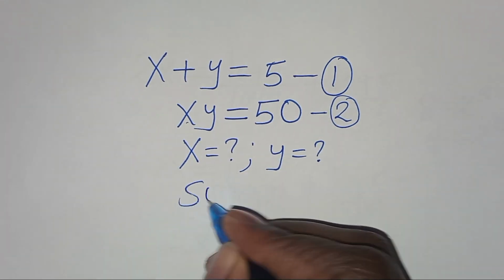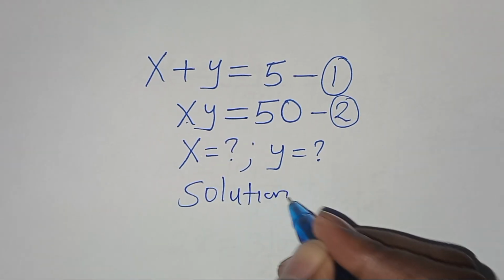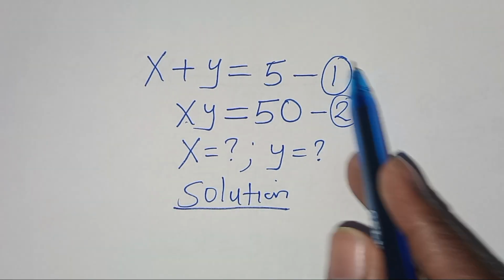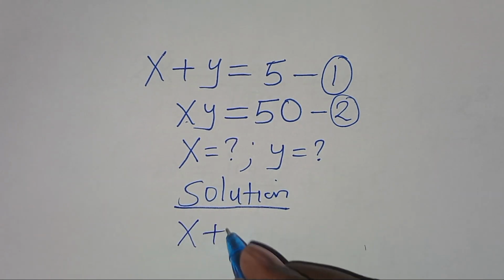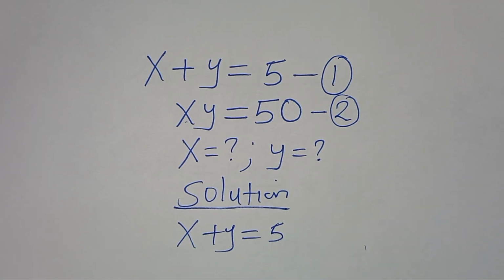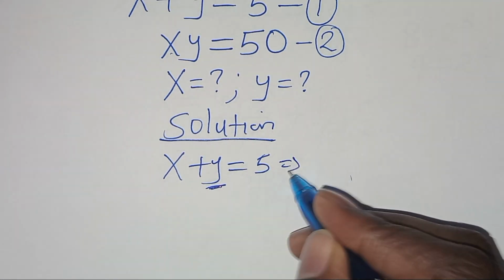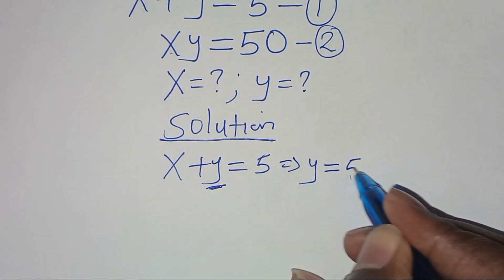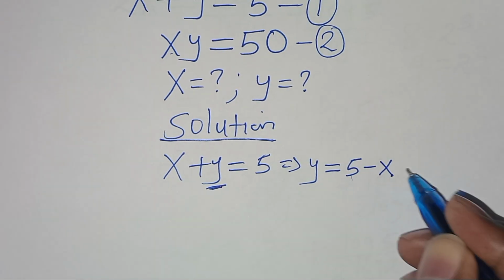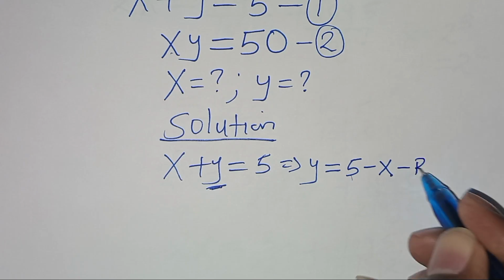Now, solution here. From equation 1, which is x plus y, this is equal to 5. We can make y to be the subject of the formula. That is, y will be equal to 5 subtract x. Let's call this equation 3.